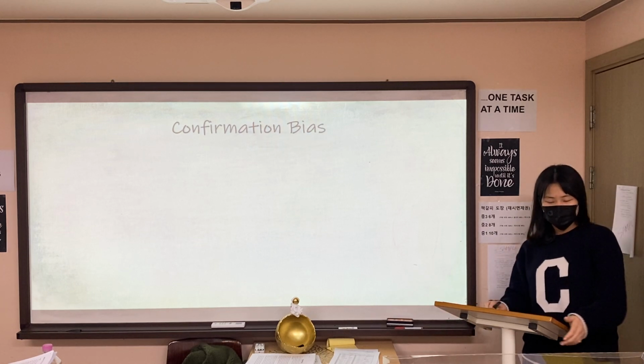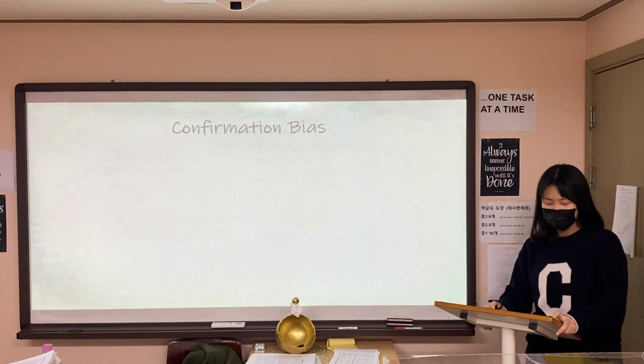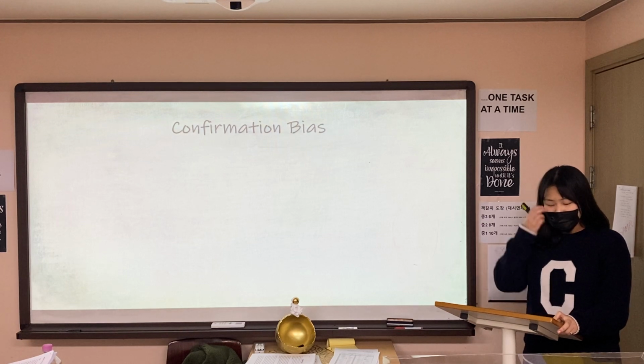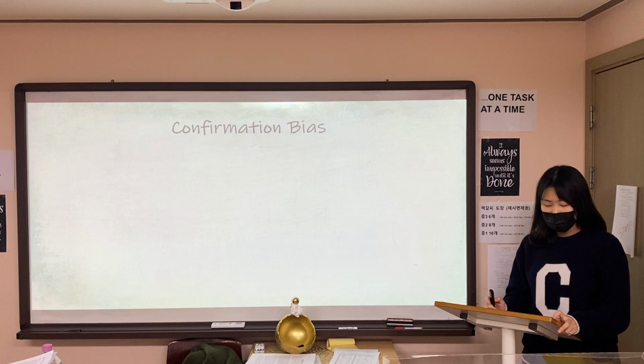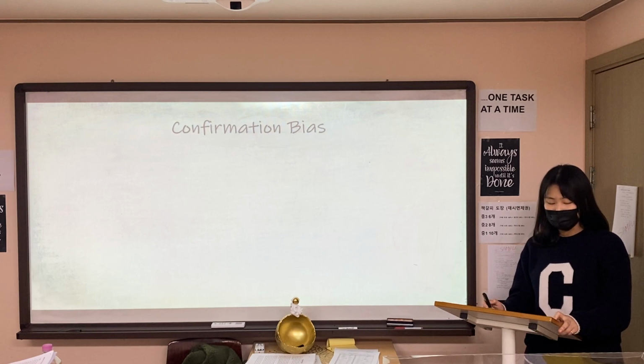First, confirmation bias is a tendency to regard information that supports one's argument as important and ignore the opposite information. Confirmation bias is also called the fallacy of incomplete evidence or cherry picking in logic. It refers to selectively presenting only evidence or data to support one's claim.